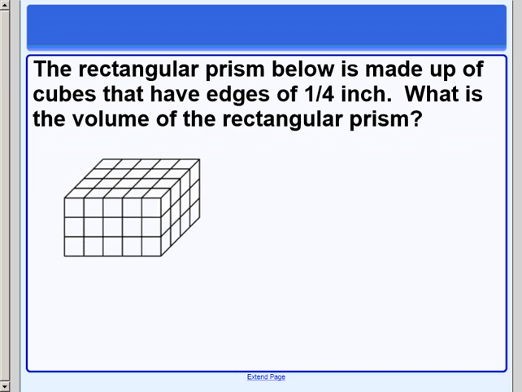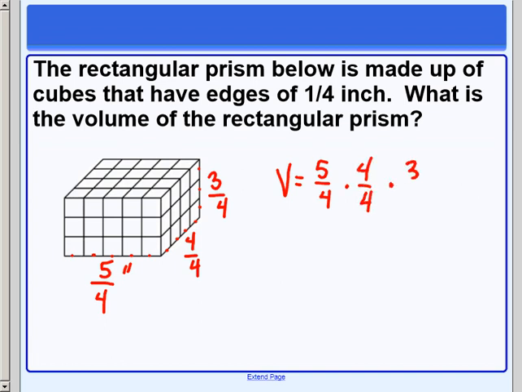It's only 1/4 of an inch. So, yes, we can fit 5 cubes across here, but that's going to be 5/4 of an inch because we have 1/4, 1/4, 1/4, 1/4, and 1/4 for a total of 5/4 of an inch. And then this distance is going to be 1/4 plus 1/4 plus 1/4 plus 1/4, which is 4/4 of an inch. And then this distance is going to be 1/4 plus 1/4 plus 1/4, which is 3/4 of an inch. So when I want to find this volume, I'm going to do 5/4 times 4/4 times 3/4.